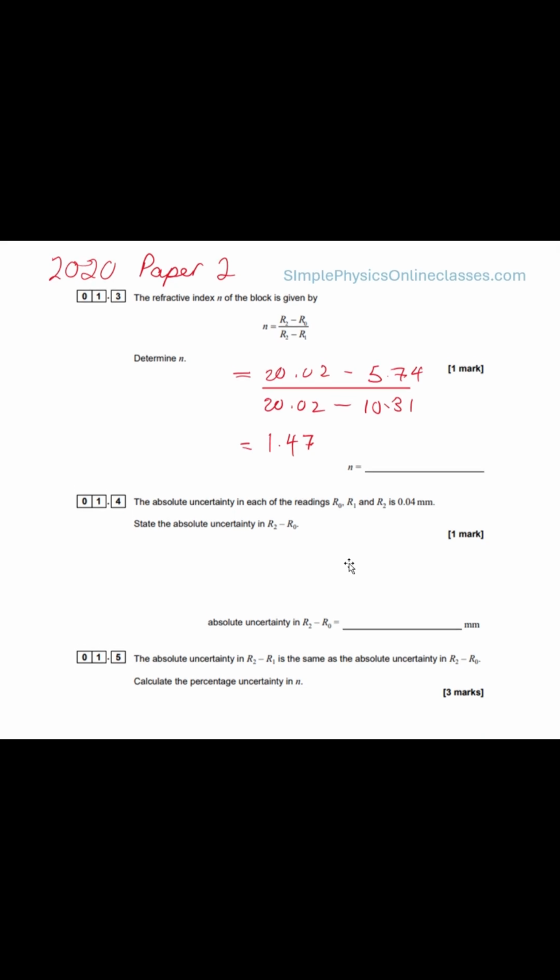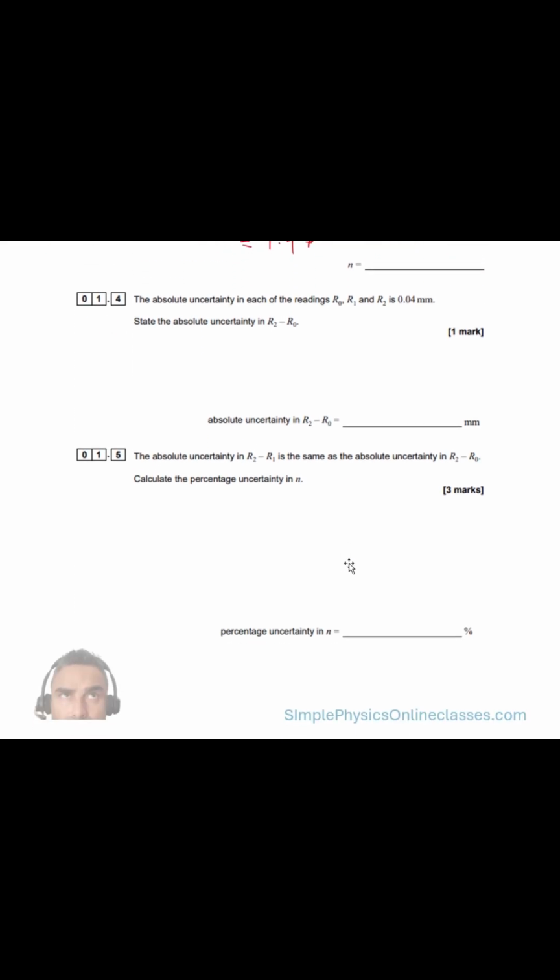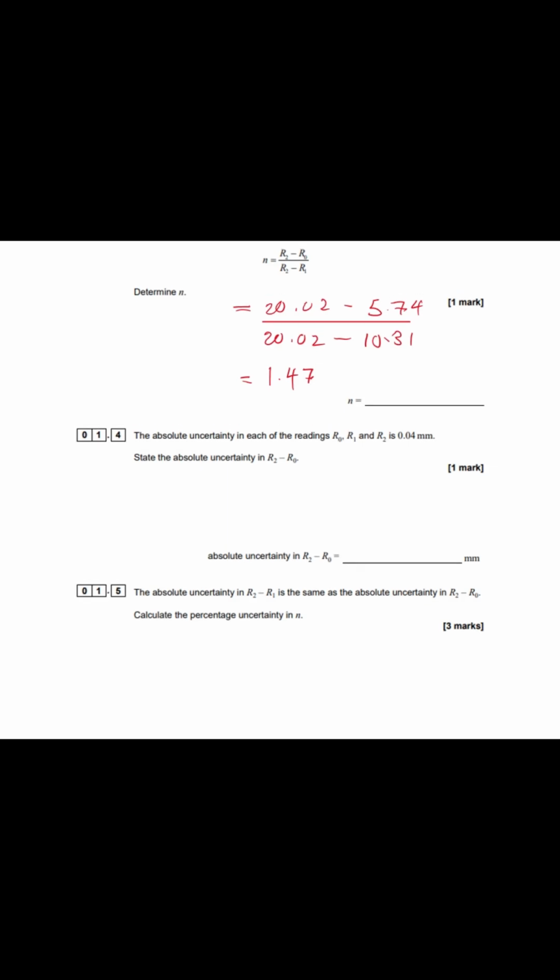So the absolute uncertainty in each of the readings, R0, R1. Okay, so for the absolute uncertainty in this, it's the uncertainty in R2, which is 0.04, plus the uncertainty in R0, which is 0.04. So that's 0.08. You just got to add them up. Now, the absolute uncertainty in R2 minus R1 is the same as the absolute uncertainty in R2 minus R0. So this one is 0.08. Well, this one is 0.082.